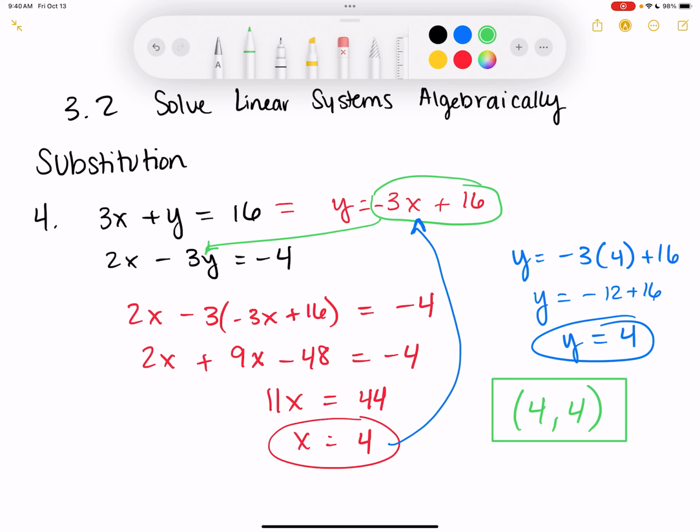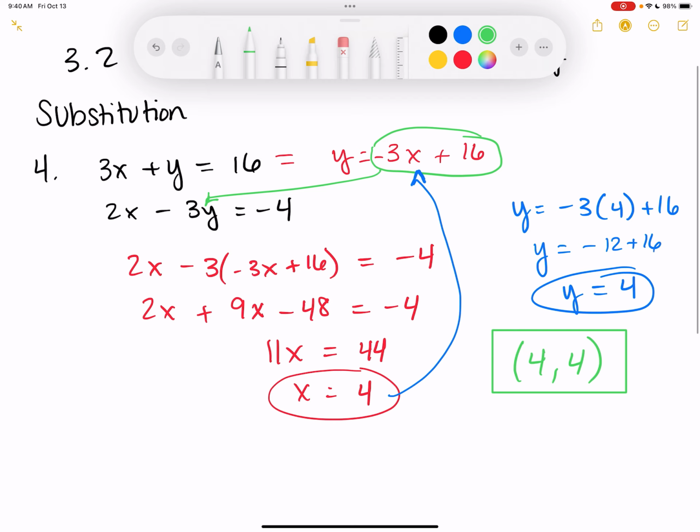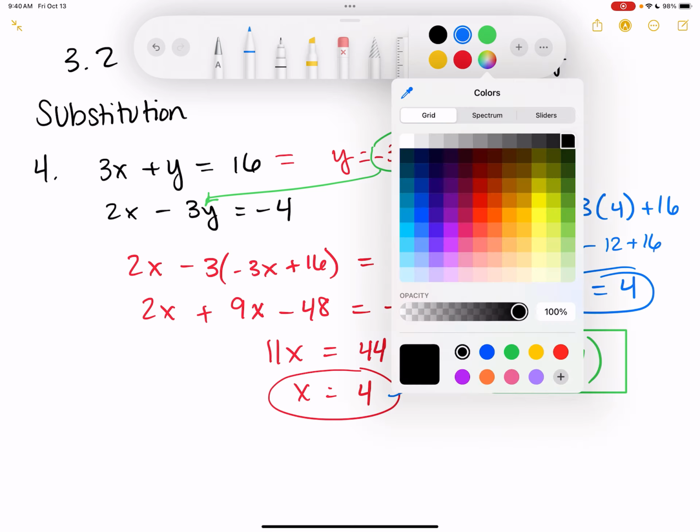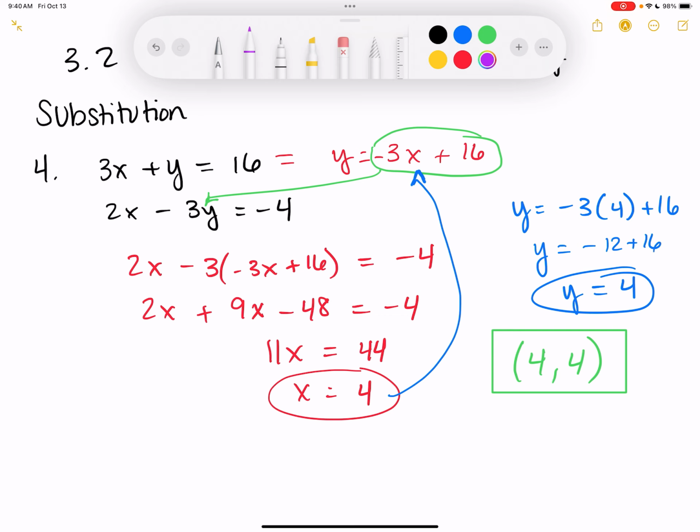Now, if you're ever like, I don't know if I did that right, I don't know if my answer's right, you can plug this whole point back in and check it. I'll just check it in the first original one just to show you. You're not required to check it, but there is an advantage to checking it because oftentimes people catch their mistake when they go back and plug it in. So we would have 3 times 4 plus 4 equals 16. So that's 12 plus 4 equals 16. So 16 equals 16. So we're good.